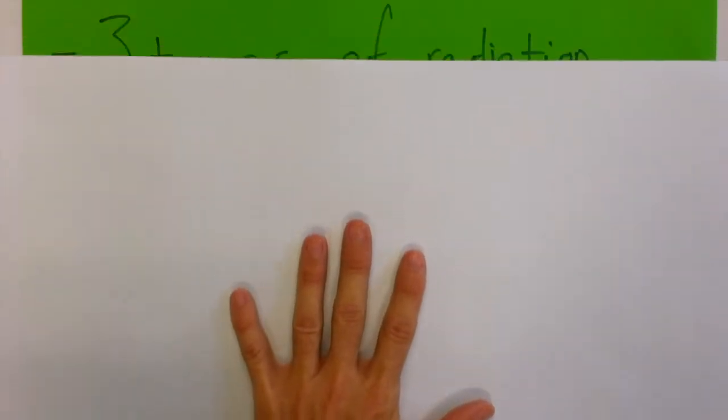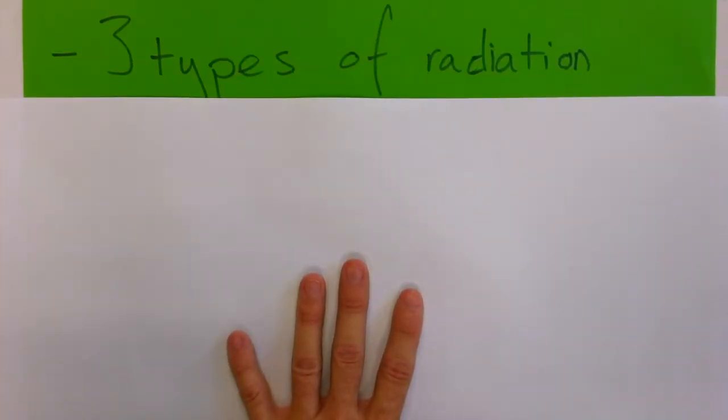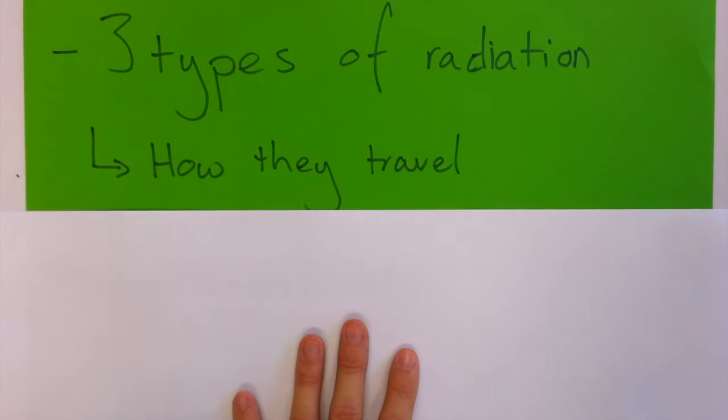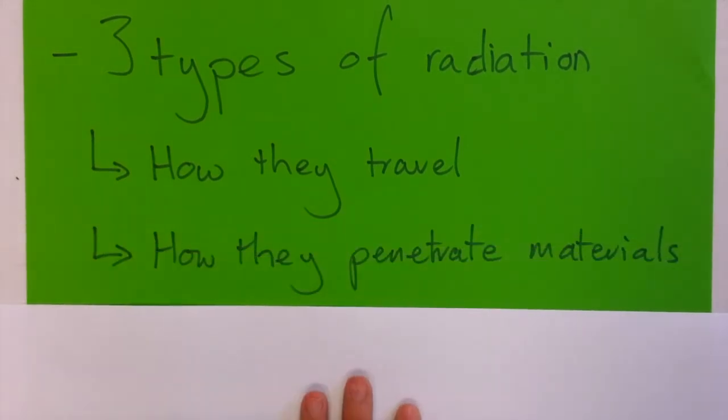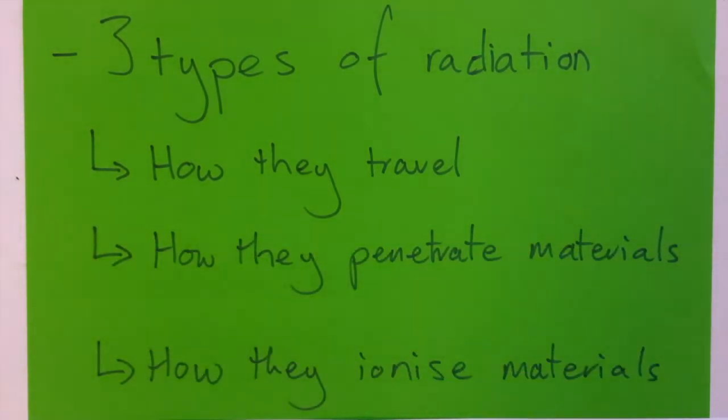Hello. In this video we're going to be looking at three types of radiation: how they travel, how they penetrate materials, and how they ionise materials.